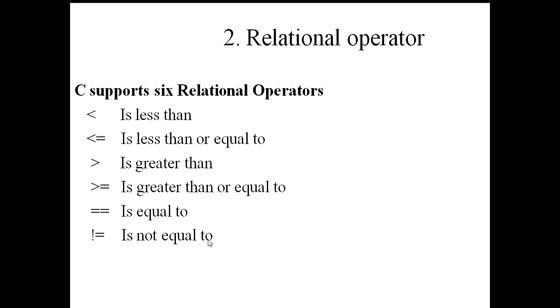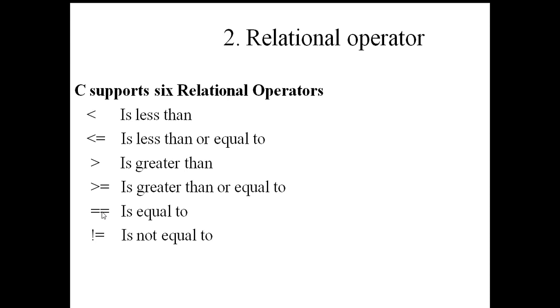The less than symbol is only less than, whereas less than or equal to is less than followed by the equal to symbol. The greater than symbol is only greater than, and greater than or equal to is the greater than symbol appended with the equal to symbol. That's why it is greater than or equal to. Also we have is equal to, which is two assignment symbols. We should not be confused with the single assignment symbol, the single equal to symbol.